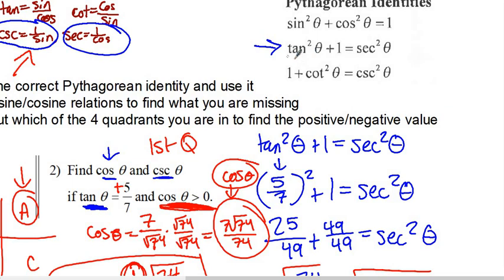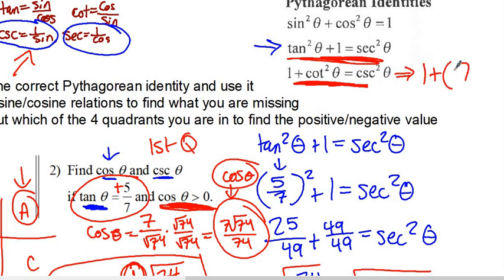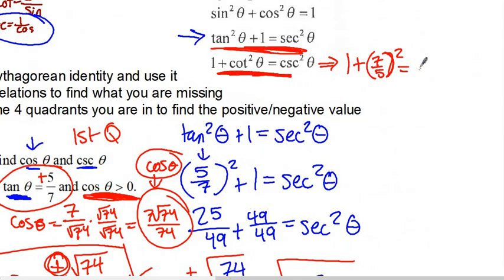Actually, you know what? I misspoke. We can use this identity because we know what tangent is. So let's plug in tangent. Sorry, I'm looking at the wrong one. We know what tangent is, so we can use this identity because if tangent is 5 over 7, that means cotangent must be 7 over 5. So we will plug in cotangent, and that will give us an easier way to solve for cosecant. You can use any one of these identities as long as you find a way to connect them together.